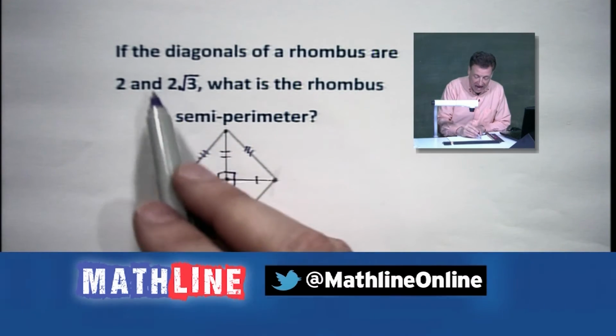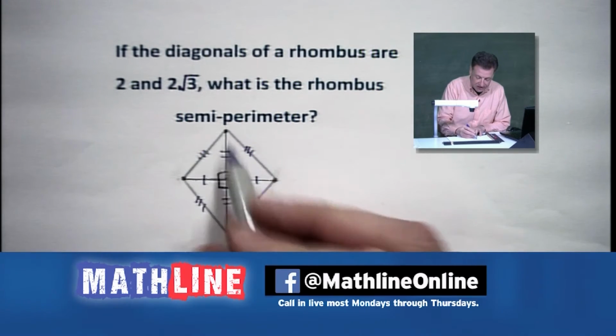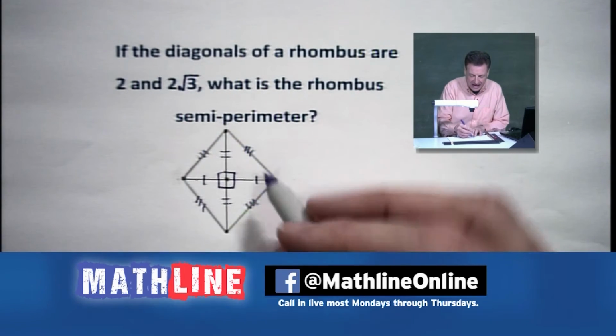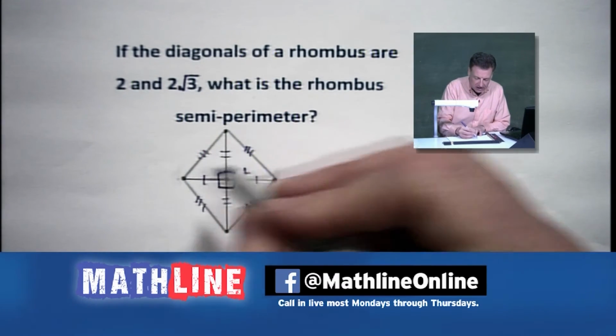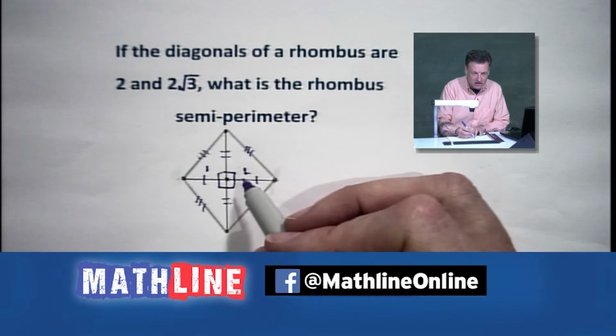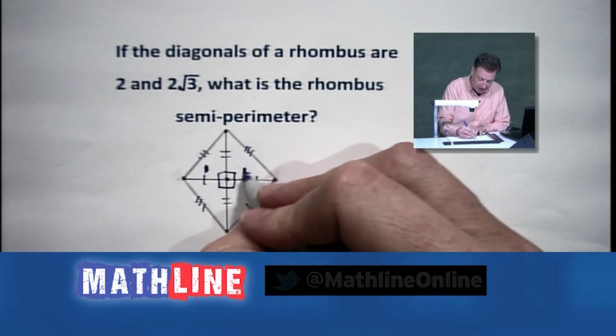So it says here the diagonals are 2. So I'm going to go with this one looks a little shorter than this one, so I'm going to let this be my 2. But you know what it says? That says that splits it in half. So this is 1 and this is 1, okay? Now, that's important to notice. This is a 1. This is a 1. We'll try to make them look alike there.